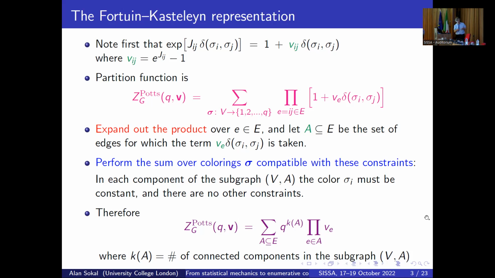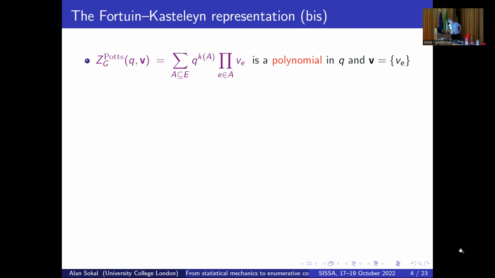Thank you. Perfect. So you simply get a factor Q to the number of connected components in the subgraph A. So you've turned a model where the random variables live on the sites and take values 1 through Q into a model where the random variables live on the bonds and simply take the values occupied or unoccupied. And of course, the important thing is this is now a polynomial in Q and in all the V's. And so it gives you a continuation to non-integer values of Q.